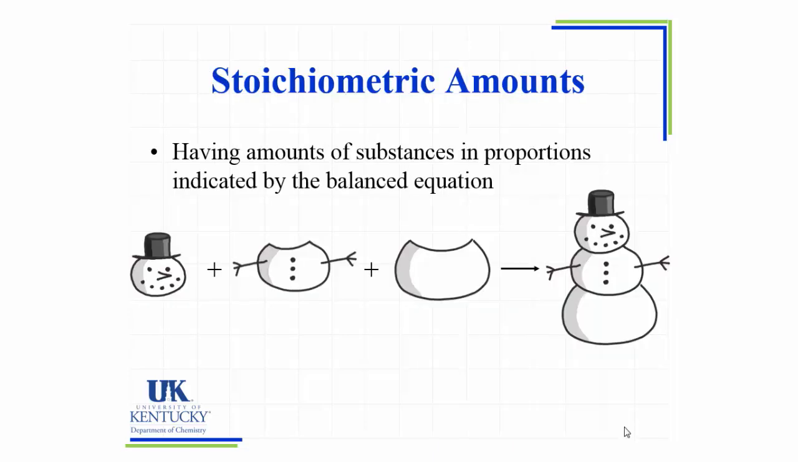When we have stoichiometric amounts of our substances, we see that we have amounts indicated by the coefficients in our balanced chemical equation. For example, for building our snowman, if we have one head, one middle, and one bottom, we can make exactly one snowman and have nothing left over. Likewise, if we have two heads, two middles, and two bottoms, we can form two snowmen, again with nothing left over. However, in real reactions, we frequently have more of one substance than another. And so then we have to determine how much product we can actually make.